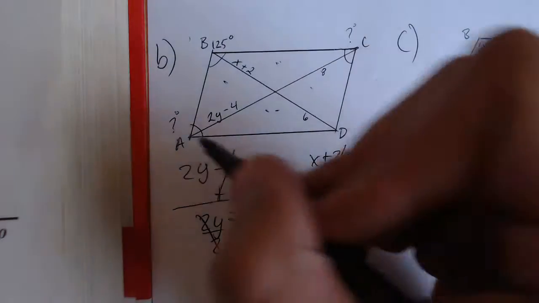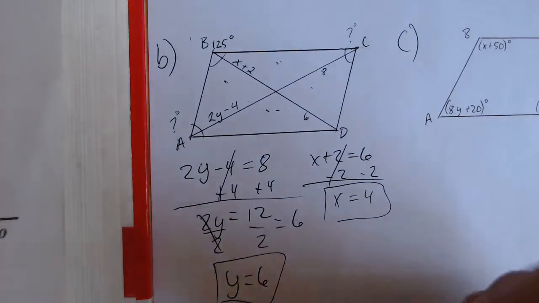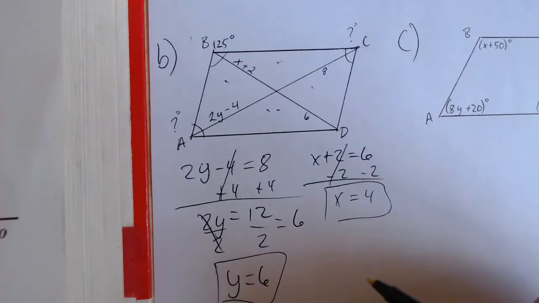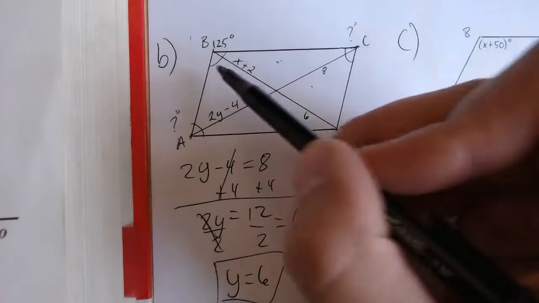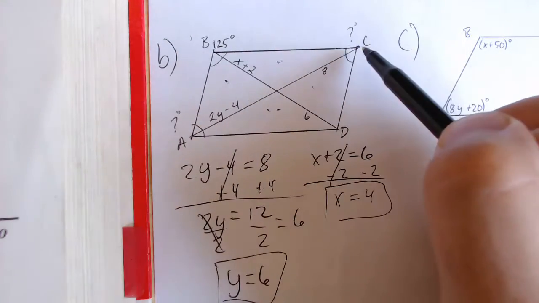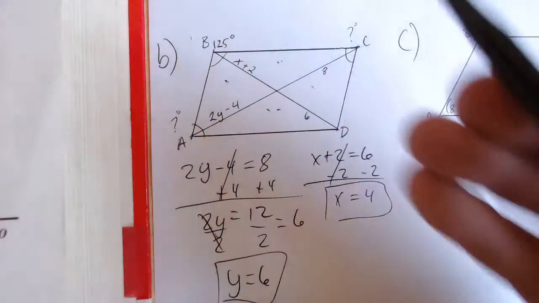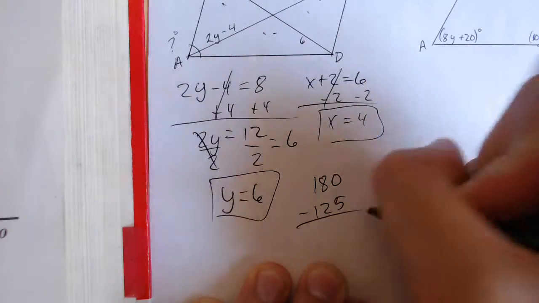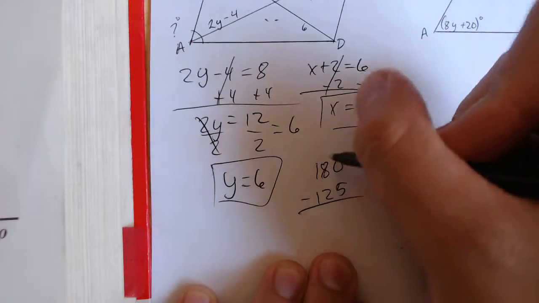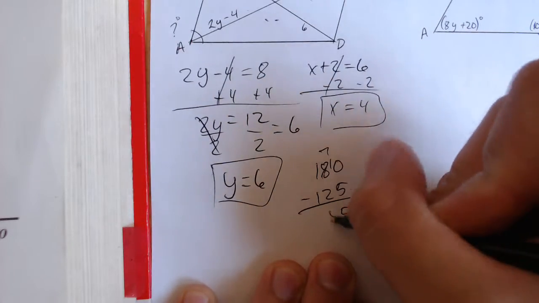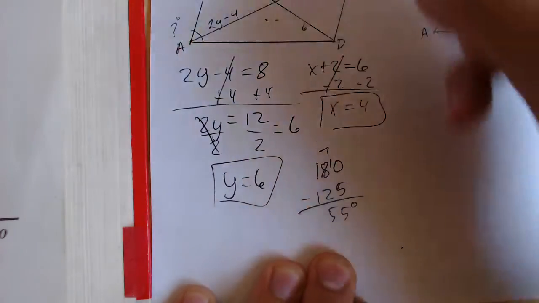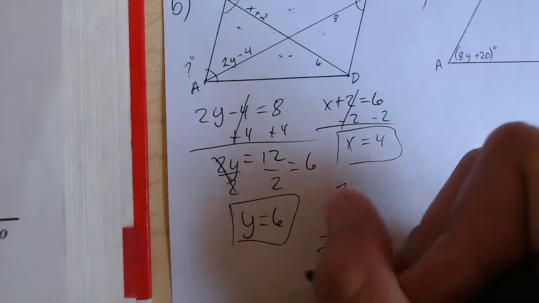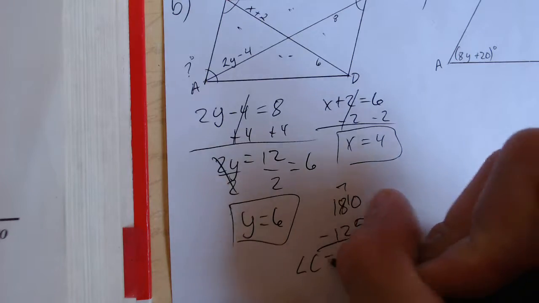Now we got to figure out these angles. So that comes with our knowledge of parallelograms. If you remember parallelograms, two adjacent angles are supplementary, meaning they add up to 180. So angle B plus angle C is going to equal 180. If we subtract 125 from 180, we get the measure of angle C, which is going to be 55 degrees. So this angle, angle BCD, is going to be equal to 55 degrees.